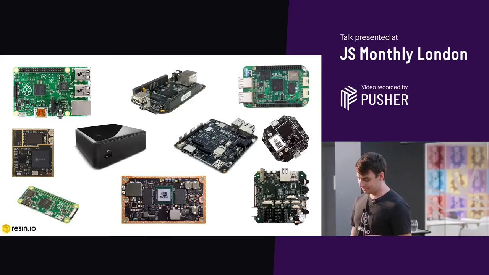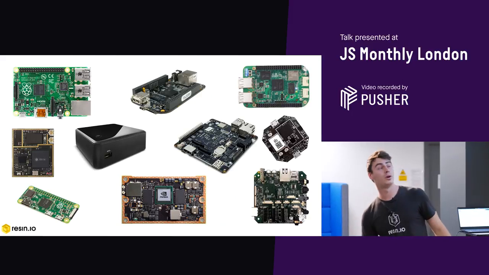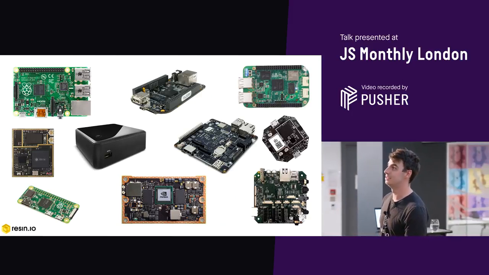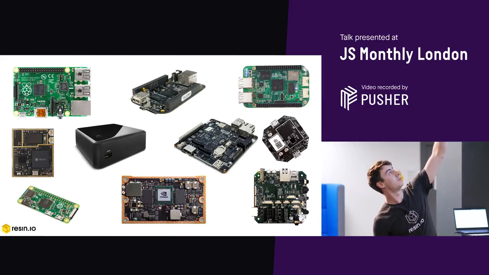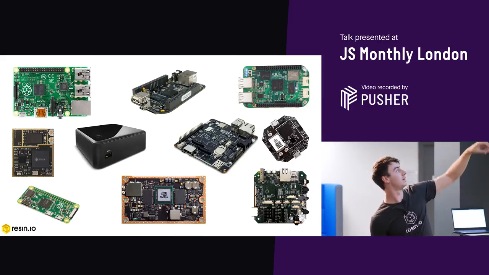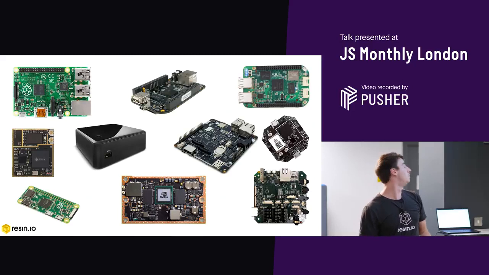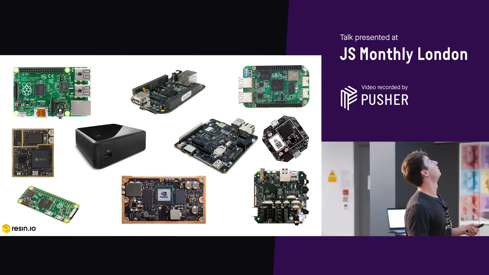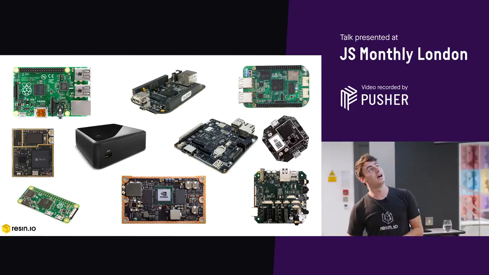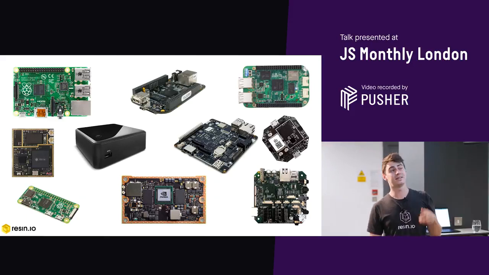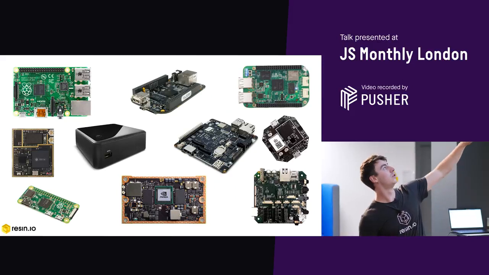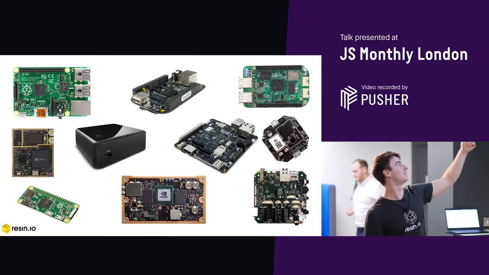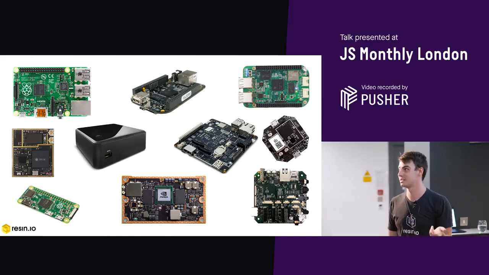So, here is a subset of single board computers that Resin currently supports. You can use any of these in any project that you'd like. We've got the Raspberry Pi and the Raspberry Pi Zero. These have got different architectures, different clock speeds, different price points, and basically you pick what works best for you. The Raspberry Pis have got USB, HDMI, everything you'd expect.